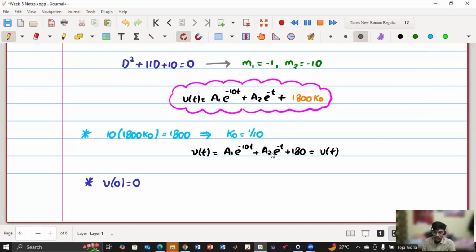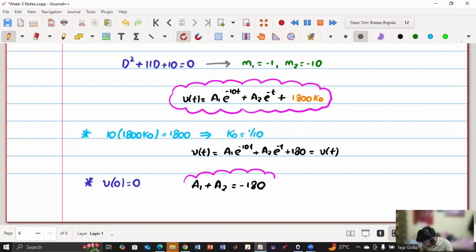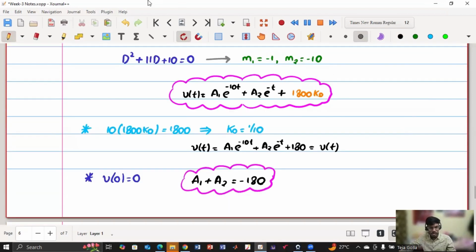A1 plus A2 is equal to minus 180. Yes, very good. So we will get A1 plus A2 equal to minus 180. Okay, so now I got one equation, but there are two unknowns. So what to do? First of all, there is less than a minute, so this meeting might end soon. If it ends, kindly join back so we can continue our discussion. Now coming back to our question, we have two unknowns, but we have only one equation. So how to solve?